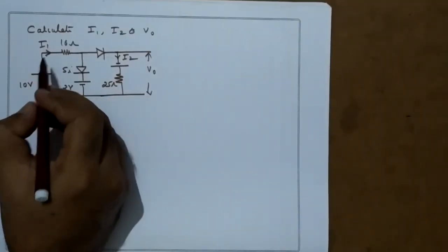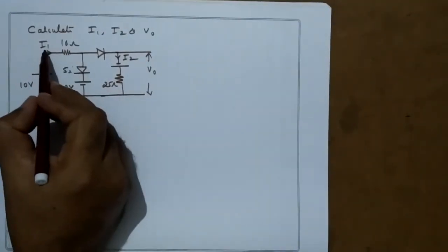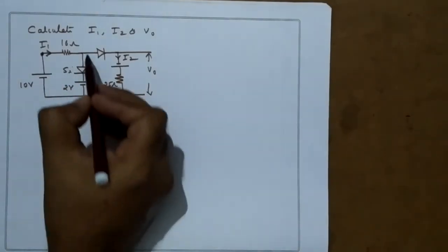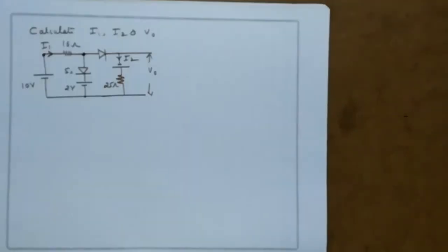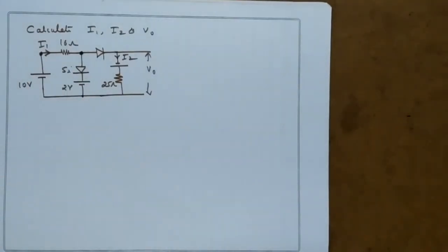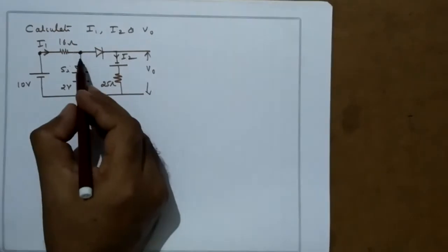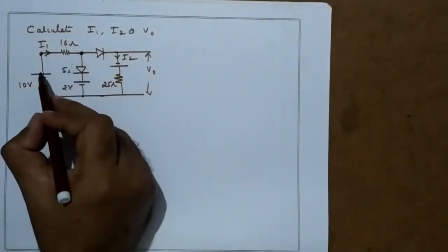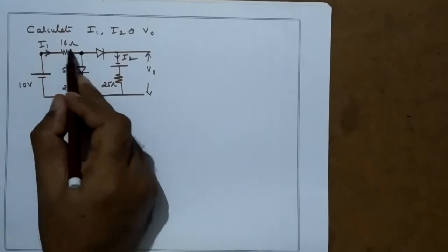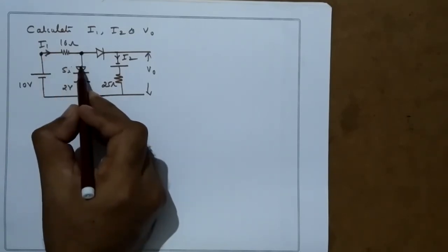Calculate I1, I2 and V0. Looking at the diagram, how to calculate I1. See, I1 is equal to, see, this voltage is known, 10 volt. Now we should know this voltage with respect to this. Then you can apply Ohm's law. There is no other way to calculate easily. So what is the voltage here? Look at this loop. This is positive of the battery, 10 volt. So here it will be 10 volt.